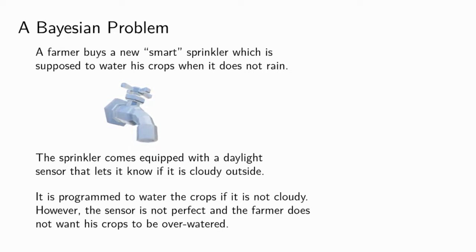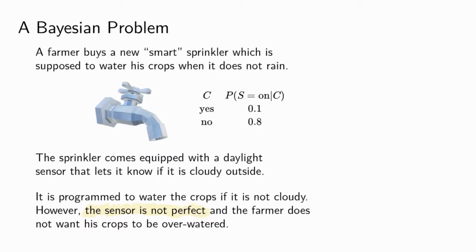But the sensor isn't perfect, right? And the farmer doesn't want his crops to be overwatered. Now, to emphasize this idea of the sensor not being perfect, what I mean in a loose sense is that it doesn't always work exactly as intended. So if C here is the event of it being cloudy outside, and let's suppose it is cloudy, well, we expect the sprinkler to not turn on, but it will turn on with a probability of 10%. So not often, but it still will. Similarly, if it's not cloudy, we expect the sprinkler to turn on, but in this case, it's only going to turn on 80% of the time. So it's pretty good, but it's definitely not perfect. And this is where the probabilistic aspect comes into play.